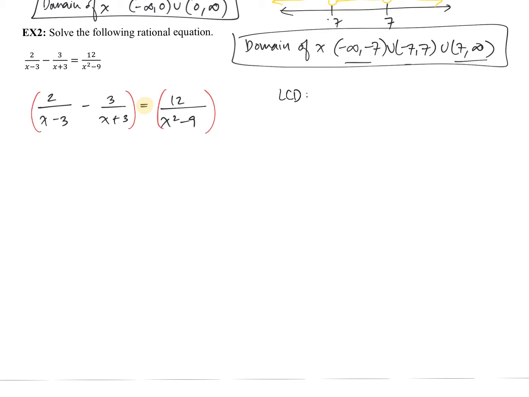In order to do that, though, all the denominators need to be factored. These two are already factored, but this one is not. Let's go ahead and factor it. That's the difference of squares. Not bad. And now let's create our common denominator.